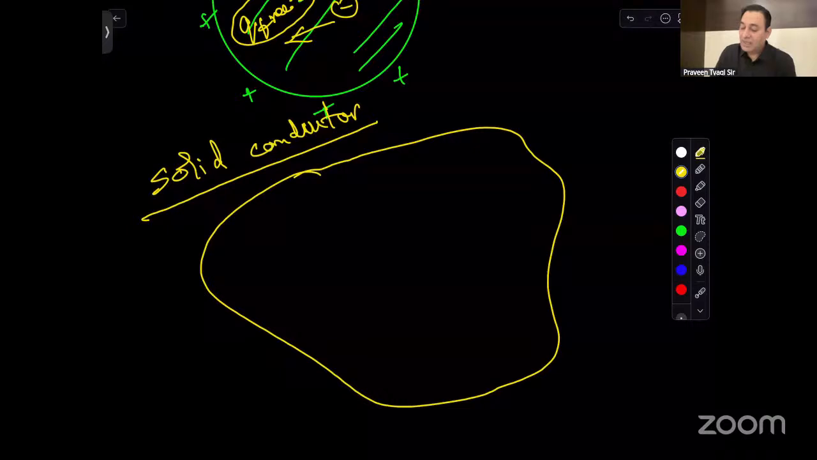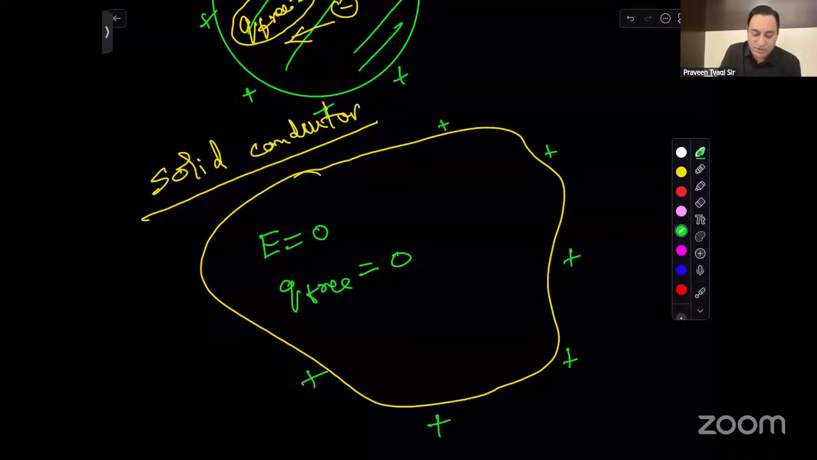If it is a solid conductor, inside a solid conductor, the electric field always has to be 0. You give it any charge, keep it anywhere, it will come to the outer surface and Q free inside is 0. The whole charge comes to the outermost surface. It may be uniformly distributed or non-uniformly distributed, but it will be on the outermost surface. There will be no free charge inside the solid conductor. This is one very important result every child should understand.